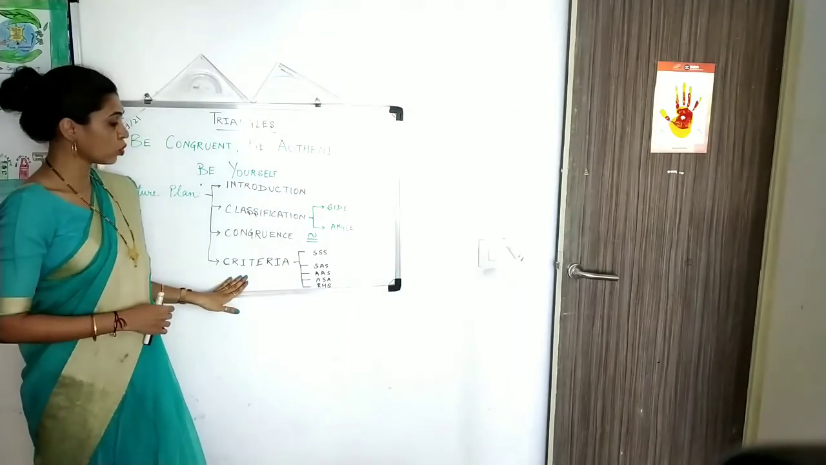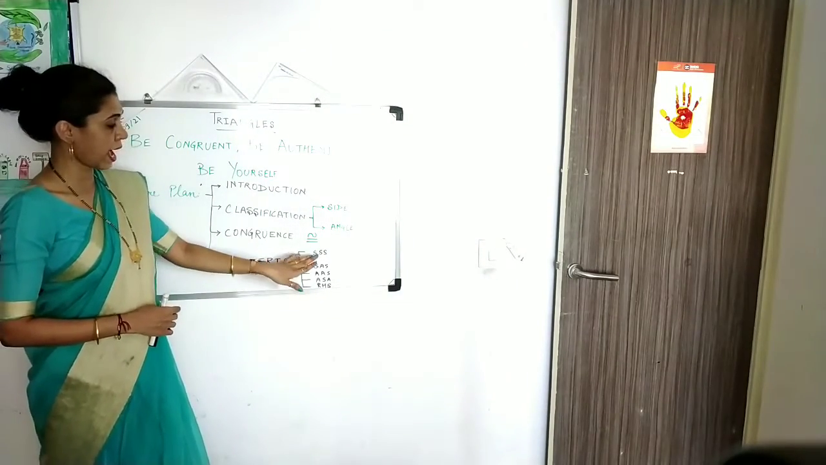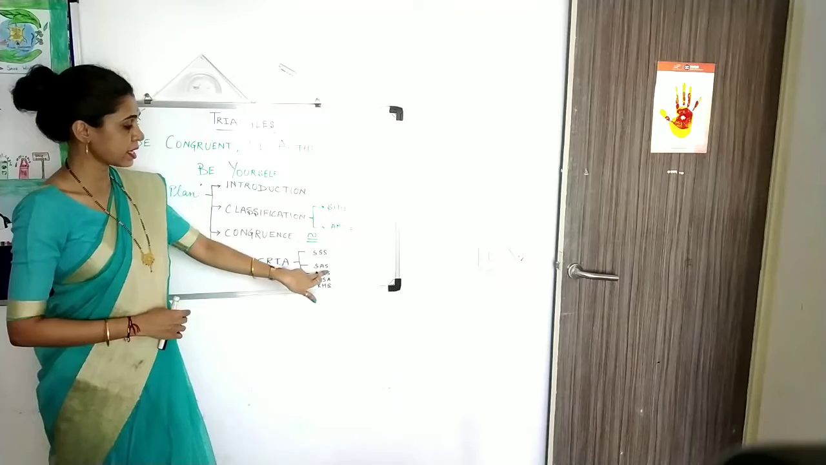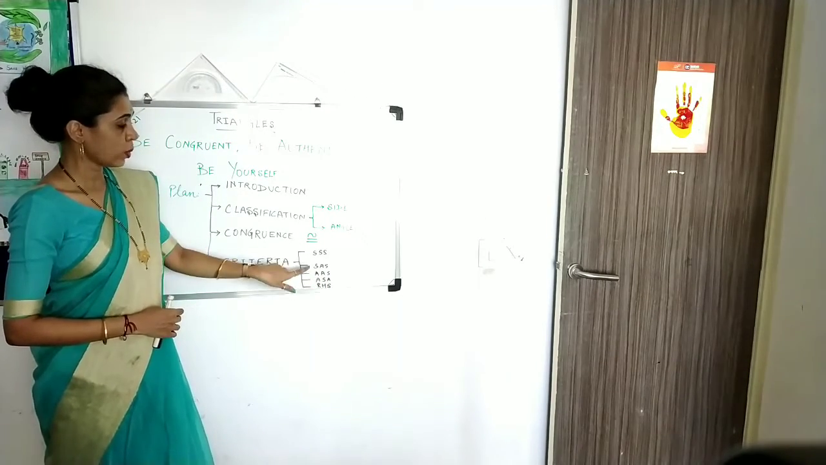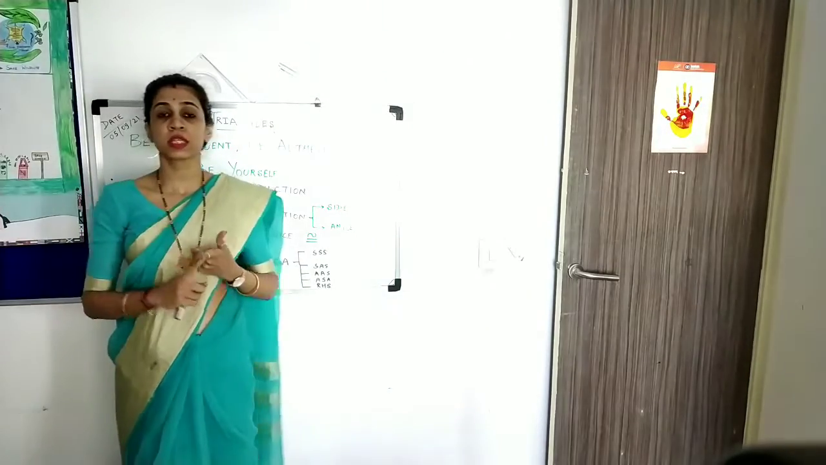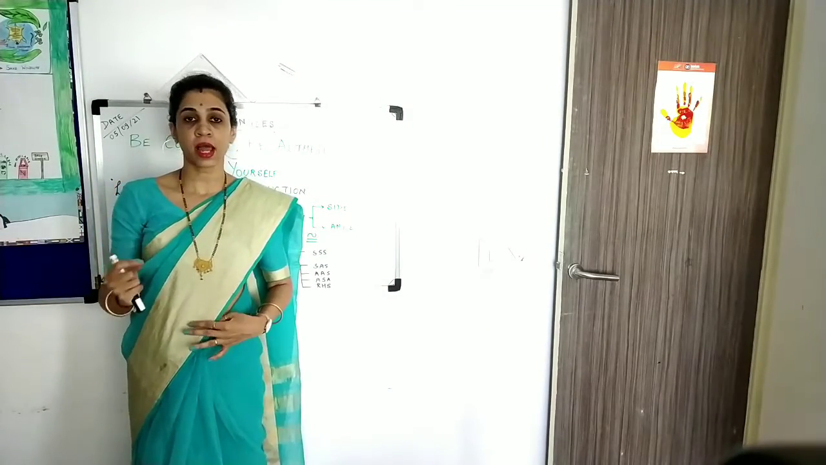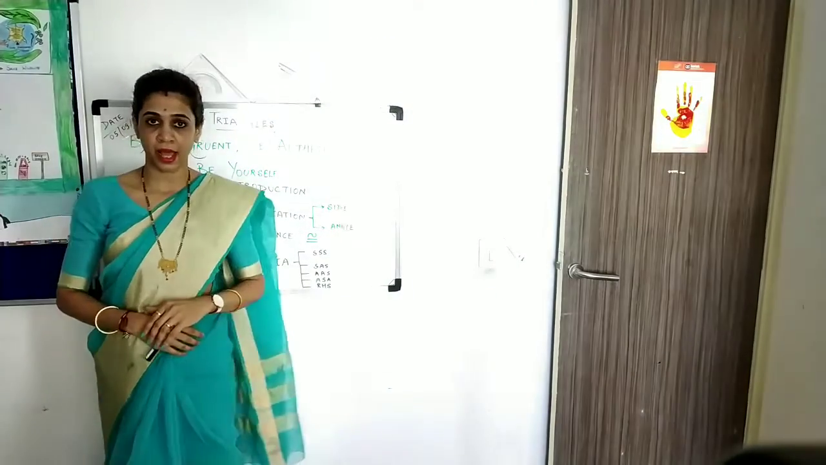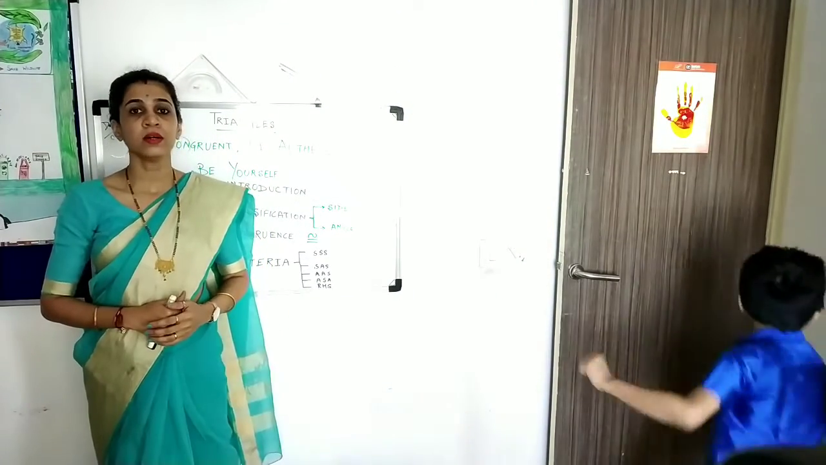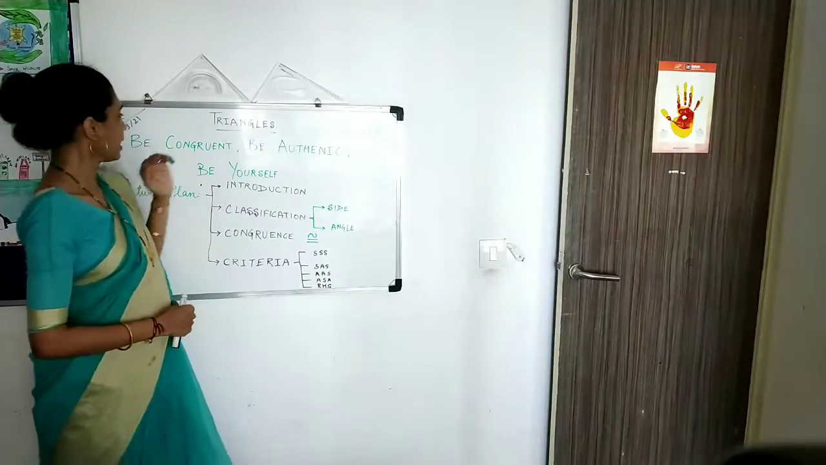The next few criteria will be SSS, SAS, AAS, ASA and RHS, where S stands for side, A stands for angle. With this note and a short lecture plan, let us begin our topic, triangles.